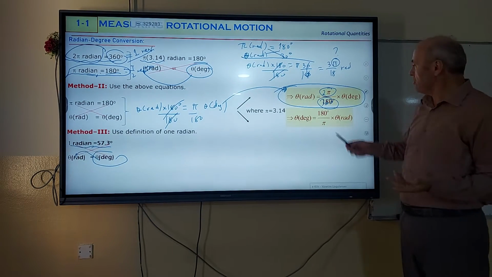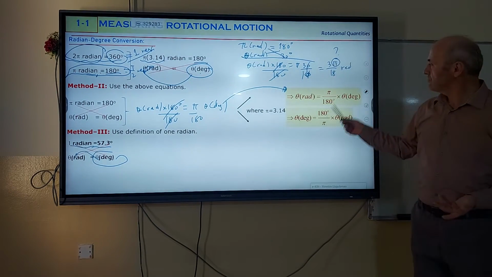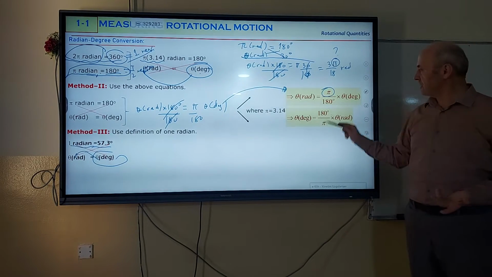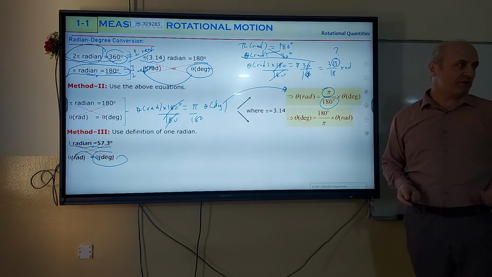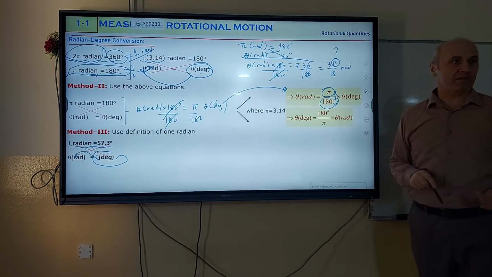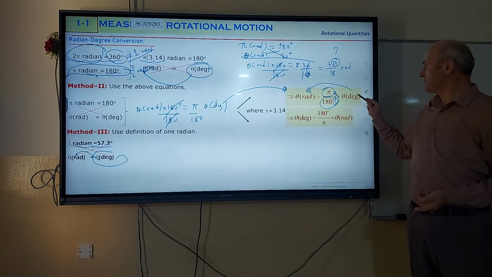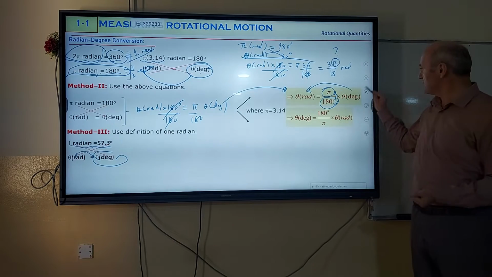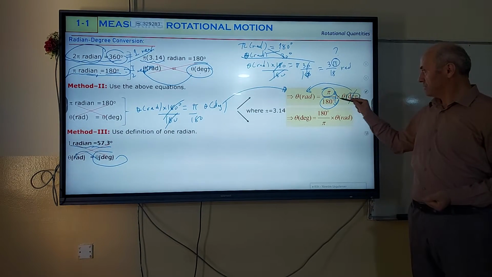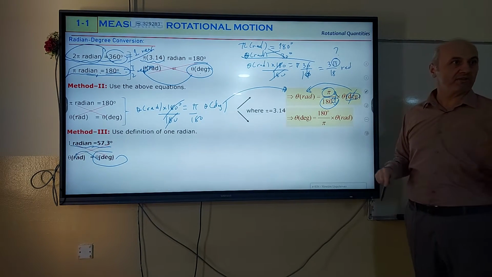Or, if you use pi over 180, the numerator is half revolution in radian, and the denominator is also half revolution in degree. Which one goes in the numerator and which in the denominator? It depends on what you are going to convert. If you convert degree to radian, you have to cancel degree. How can we cancel degree? Put it in the denominator, so then this degree and this degree will cancel.